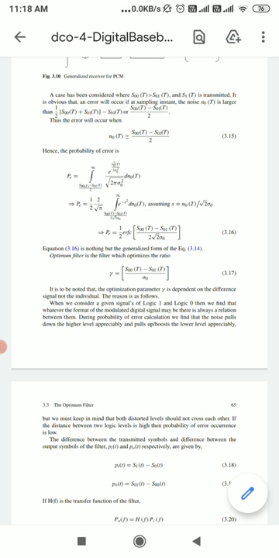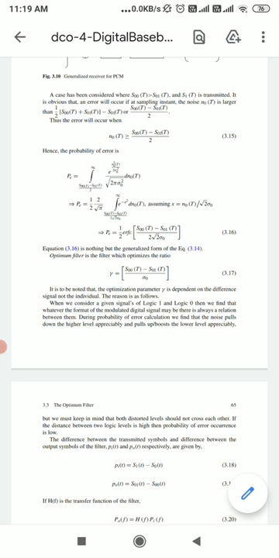But instead, if you take S1(t) and S2(t), and we are sending the second signal S2(t), then we can say an error in detection will occur if the N0(t) value is greater than (S01(t) minus S02(t)) by 2.